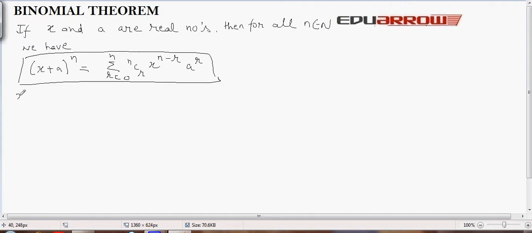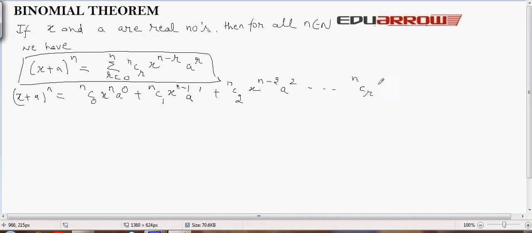Or we can say that x plus a raised to n will be equal to nC0 x to the power n a to the power 0 plus nC1 x to the power n minus 1 a to the power 1 plus nC2 x to the power n minus 2 a to the power 2, so on to nCr x to the power n minus r and a to the power r plus so on to plus nC(n minus 1) x to the power 1 a to the power n minus 1 plus nCn x to the power 0 into a to the power n.